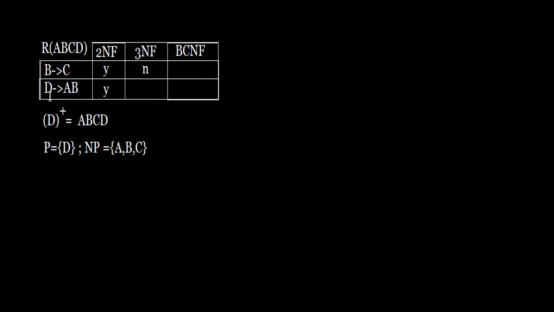Now let's check the second one. D determines AB. D is a candidate key, so it is in 3NF. But if you notice here, we have one N element in the 3NF column corresponding to B determines C. If there is at least one N in this column, we can declare that it is not in 3NF. It is in 2NF. So the highest normal form that satisfies the relation according to these functional dependencies is 2NF.